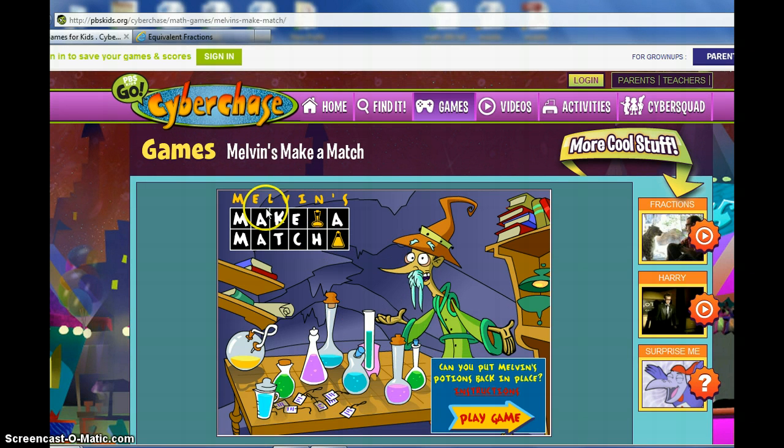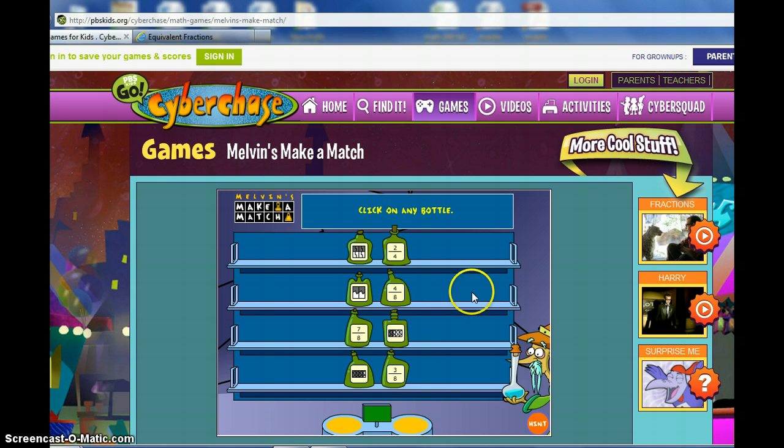This is called Melvin's Make a Match, and it's on Cyberchase, you can see, and I think I have the link on Web Links on Blackboard. I'm not going to play the whole game, but basically you hit play game, and it'll take you through different levels. It might be small when you see it, but you can go there yourself. You go to pbskids.org, Cyberchase, and you find it under fractions and find this Melvin Makes a Match.